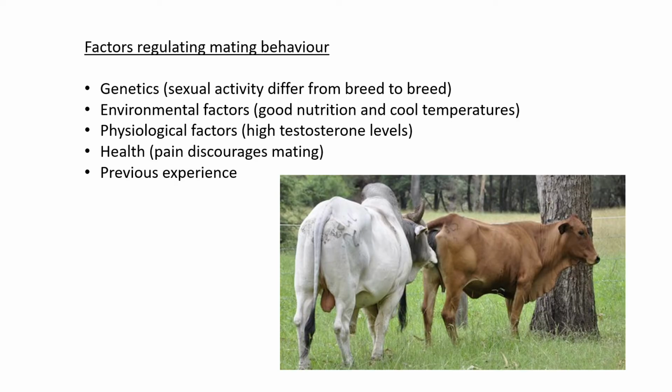Thirdly, you've got your physiological factors. So this is what happens inside the body, or body factors. Usually those with high testosterone levels will also want to mate more often. So again, as we said, the testosterone is the male hormone that gives it its male characteristics, and also has something to do with the libido of the bull, meaning if it wants to be sexually active. So usually those with high testosterone levels, which can also differ from breed to breed, will want to mate more often.